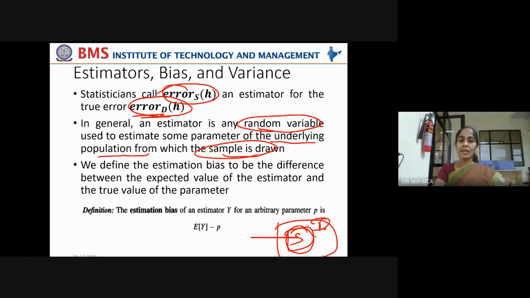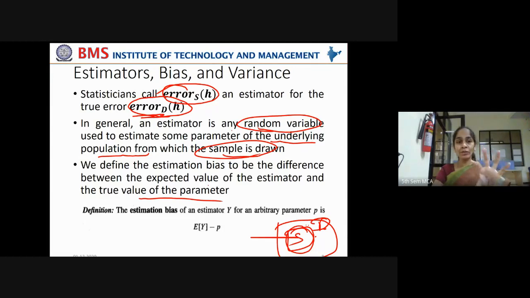Now we define the estimation bias to be the difference between the expected value of the estimator and the true value of the parameter. That is what we are trying to find out, right? What is the estimation bias? You have the sample error and you have the true error. What is the difference between them? That is called the estimation bias. You have some bias in your estimation. You have some mistake in your estimation.